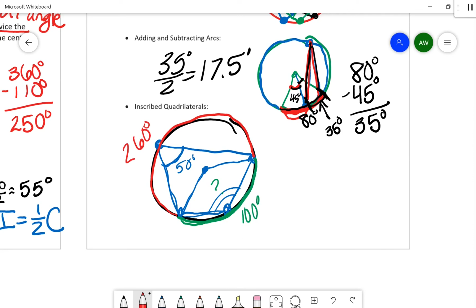And then if I want to get my mystery angle, it intercepts this red arc, right? So since that mystery angle intercepts that arc, I'm just going to divide that by 2. And I get 130 degrees for my mystery angle.